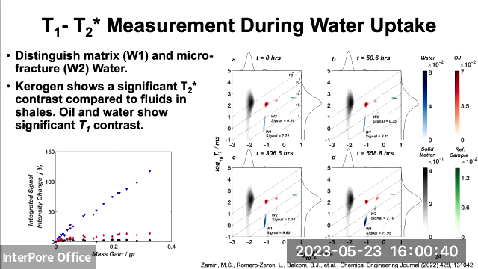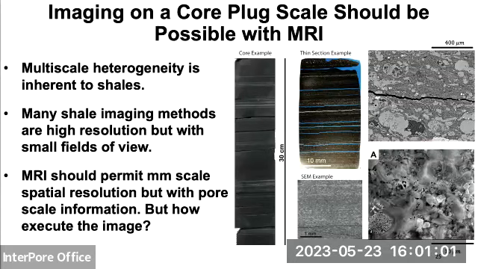Now, a very interesting feature of this is the T1, T2 stars telling us the relaxation behavior of the different fluid species present. So we could think about trying to use this information in order to do imaging. So these lifetimes are completely amenable to doing imaging. We can do core plug scale imaging with millimeter spatial resolution. It's hard to do better. But the lifetimes are telling us pore scale information. We're not resolving the pores, but we have information on the pore scale behavior.